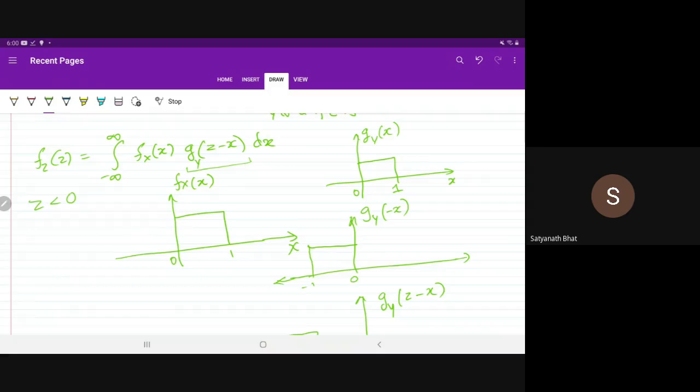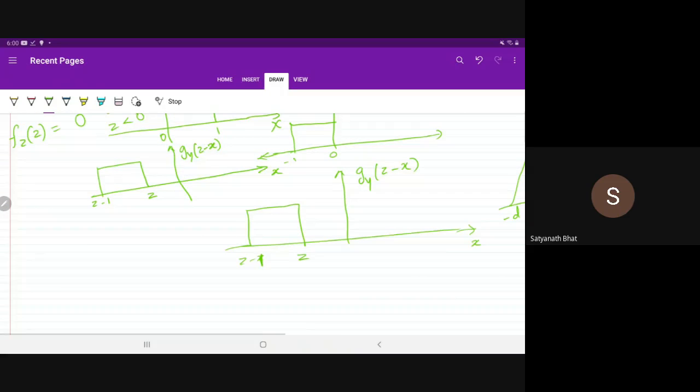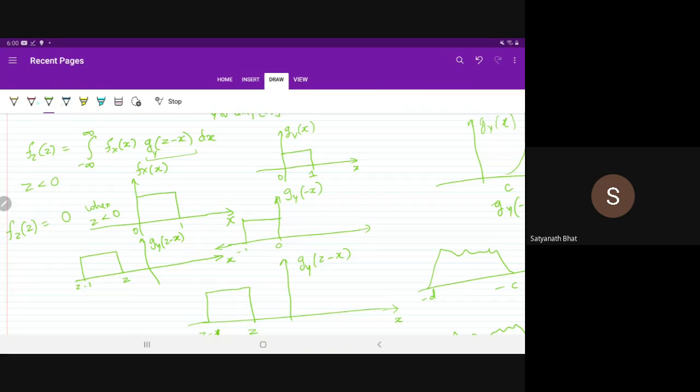Okay. And gy of z minus x, it will be somewhere here. Okay, so this will be z, and this is z minus 1. So if you see, when you are trying to evaluate this integral, what do you note? There is no overlap. So when you multiply and try to integrate, the multiplication will be 0 throughout. So basically fz of z will be equal to 0 when z is less than 0. So this is case 1. So now let's do the next region where there is an overlap. So let me choose a different color.